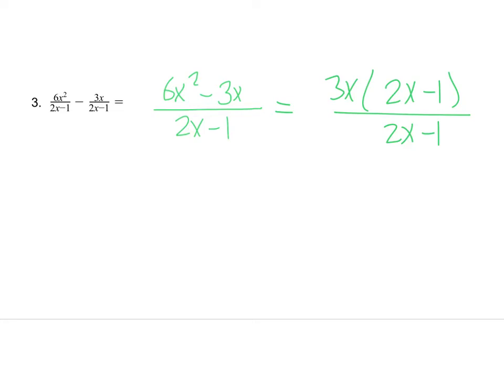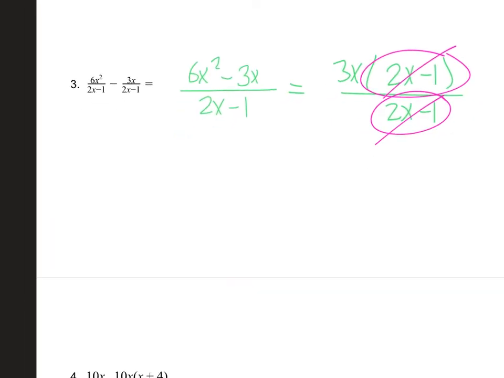Now we see something we can cancel out. Now we see that this 2x minus 1, let me change the color here really quick, this 2x minus 1 is the same as this 2x minus 1, meaning we can cancel them both out from the numerator and the denominator. So what do we really have when we cancel those out? Well, all that's left is this 3x right there. So this simplified is just going to equal 3x.